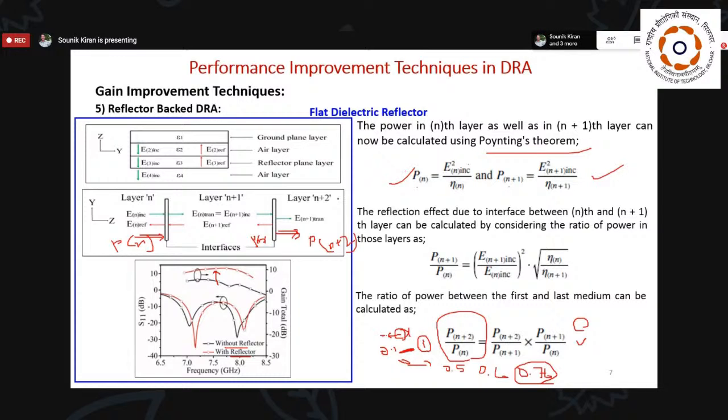antenna. The main part of this work was doing it without disturbing the antenna structure, with a very simple technique, because we did not use any superstrate or anything here, just a simple dielectric reflector.